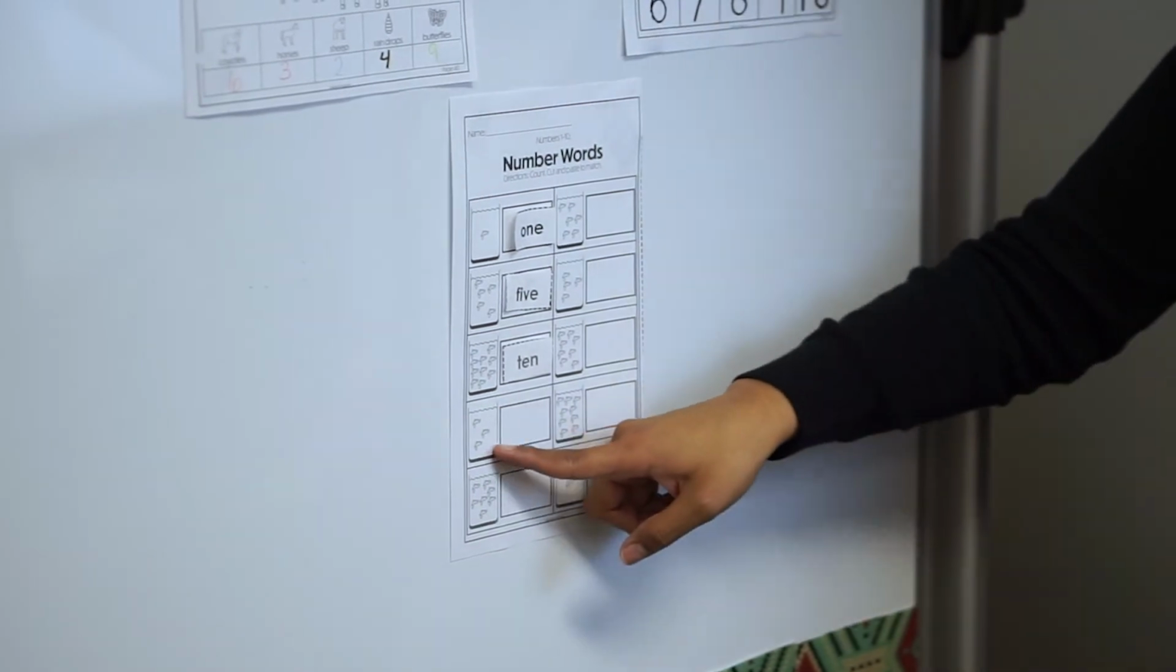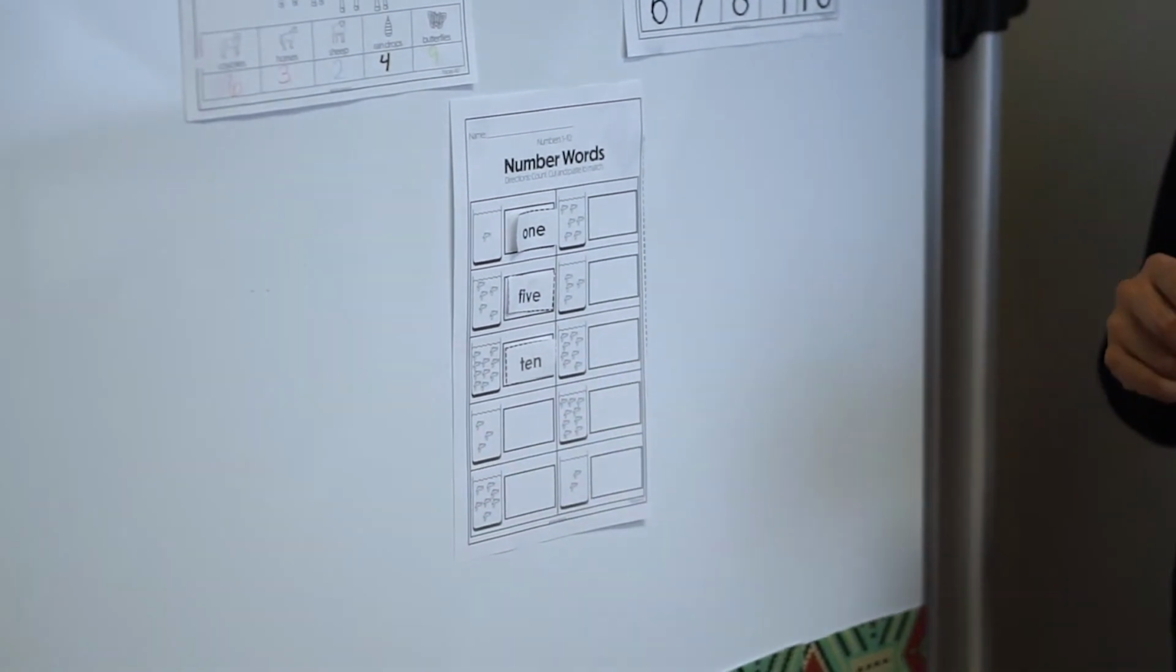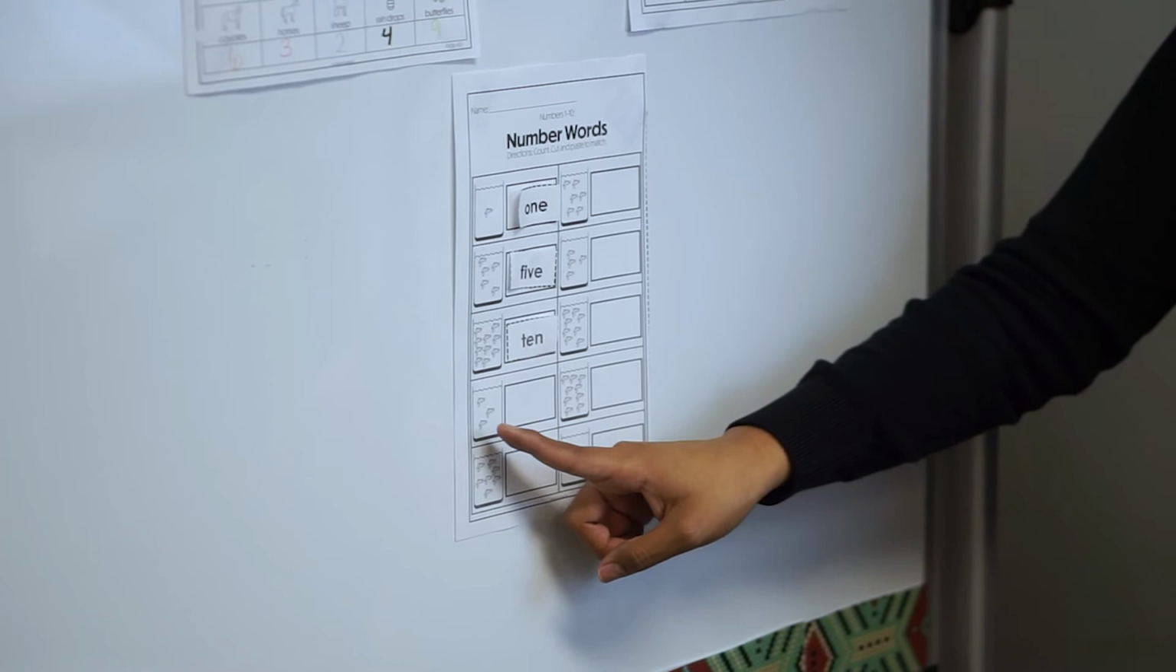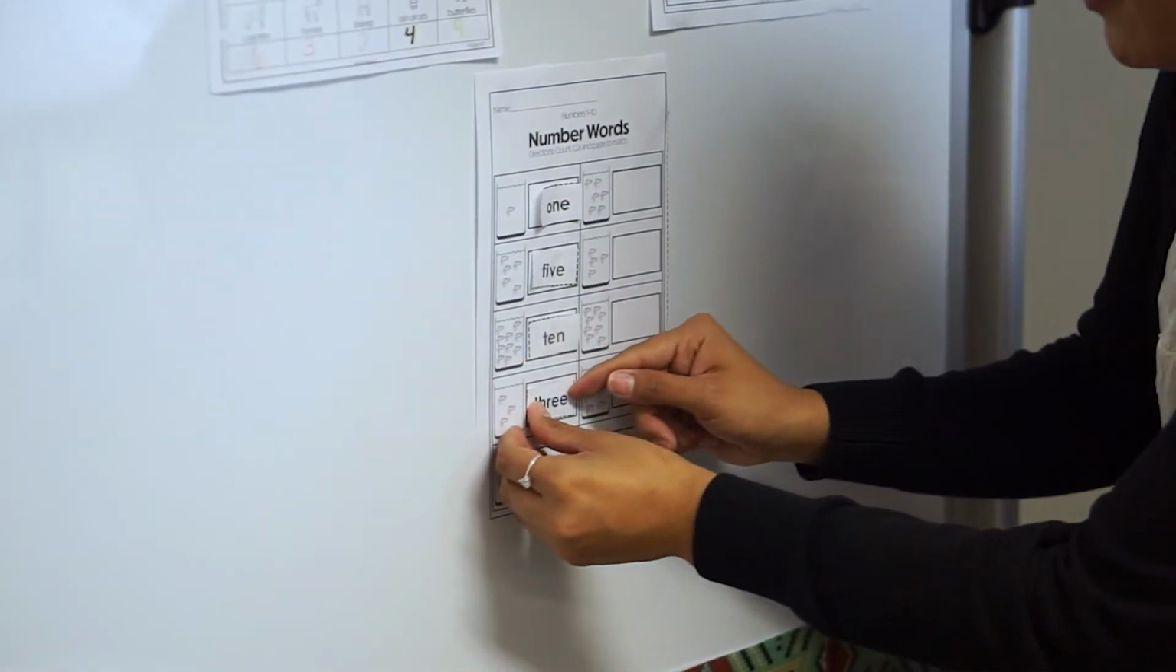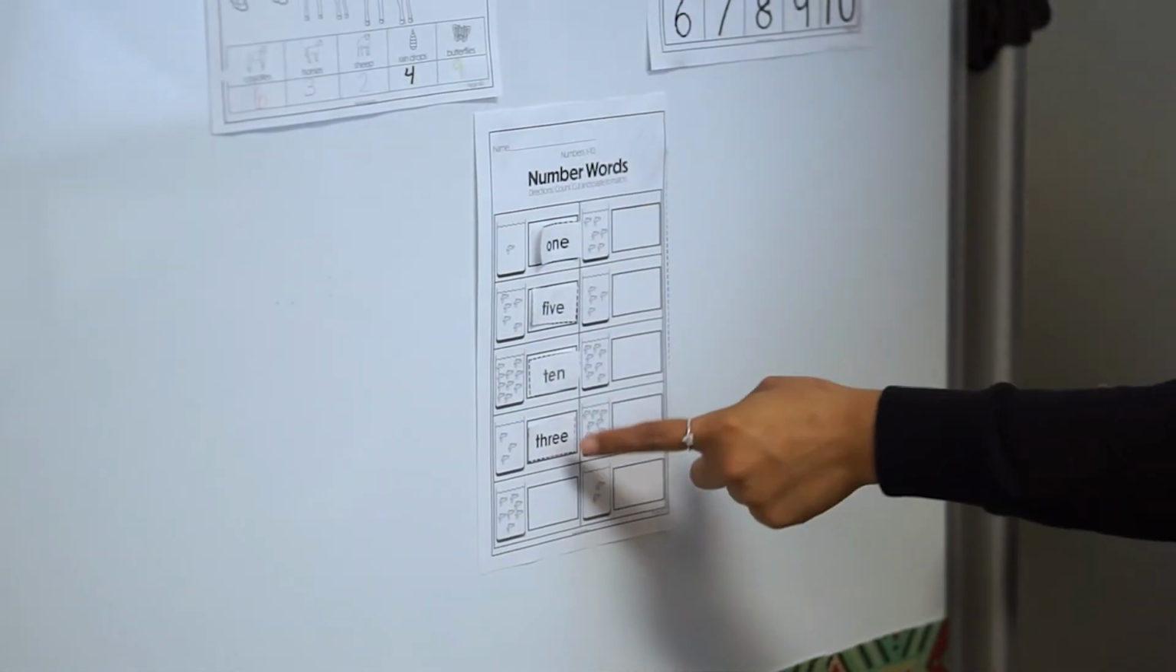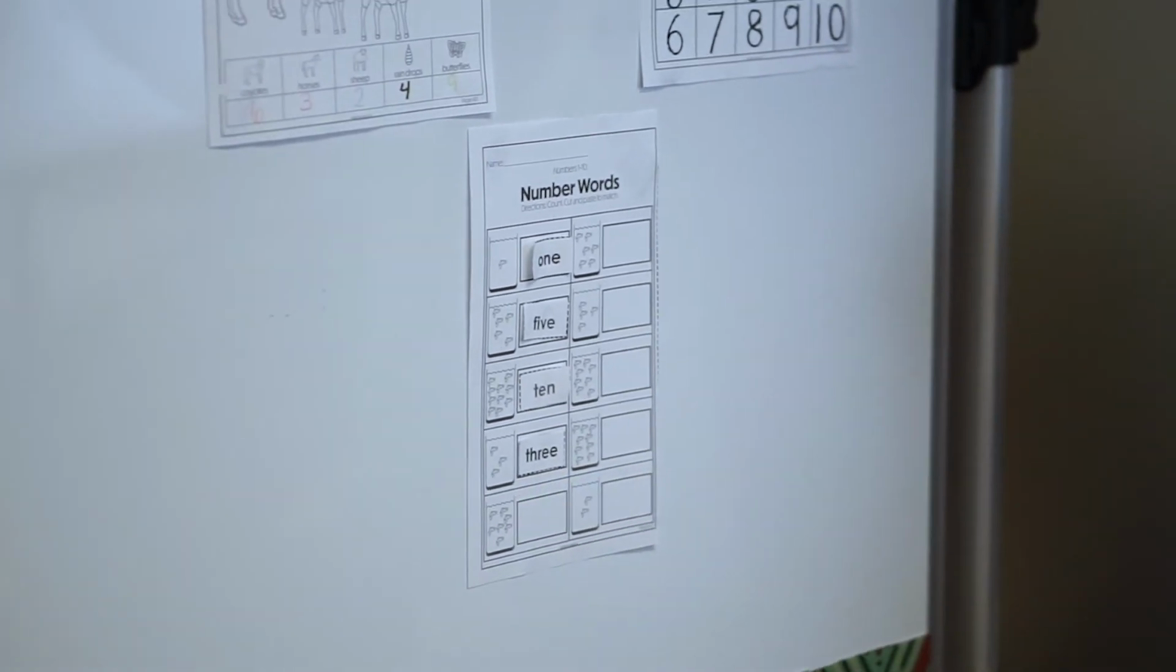Okay, let's look right here. How many fish do you see? There are 1, 2, 3. There are 3 fish, so we're going to get the card that has the number word 3. T-H-R-E-E. 3. And then we're going to put some glue on that one, and we're going to put the number word by the 3 fish. T-H-R-E-E. Spells 3.